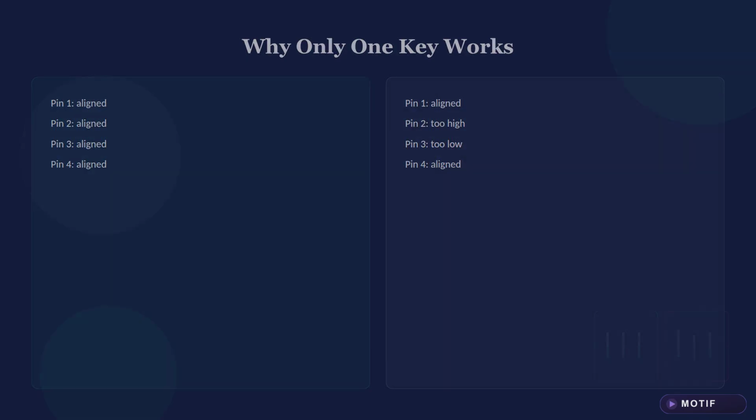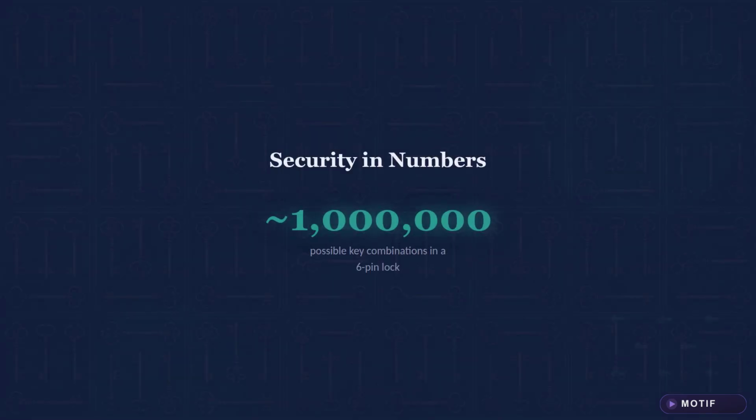You probably have. 6 pins, each with roughly 10 possible heights. What does that multiply out to? Why is that number the difference between your front door and a toy? Consider how quickly simple choices compound into genuine security.